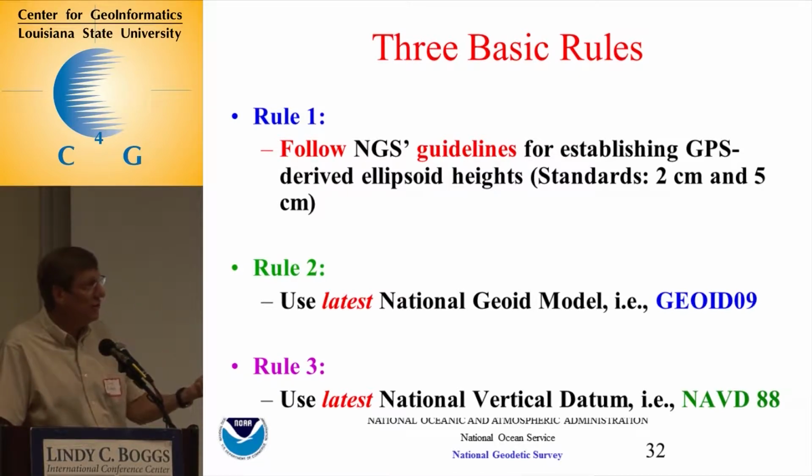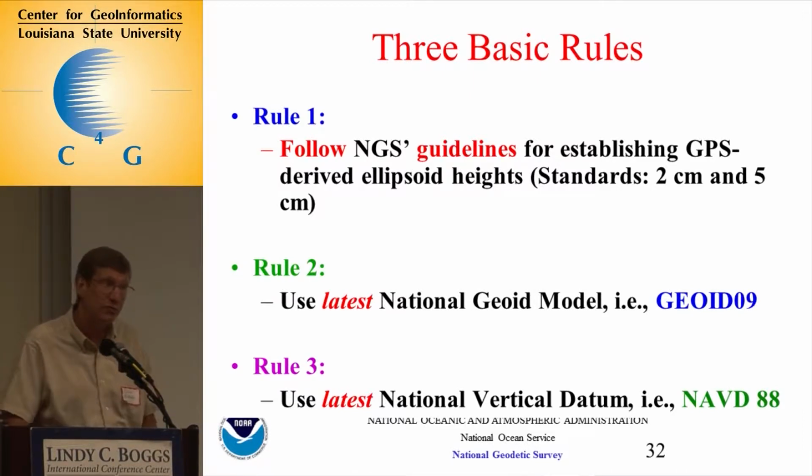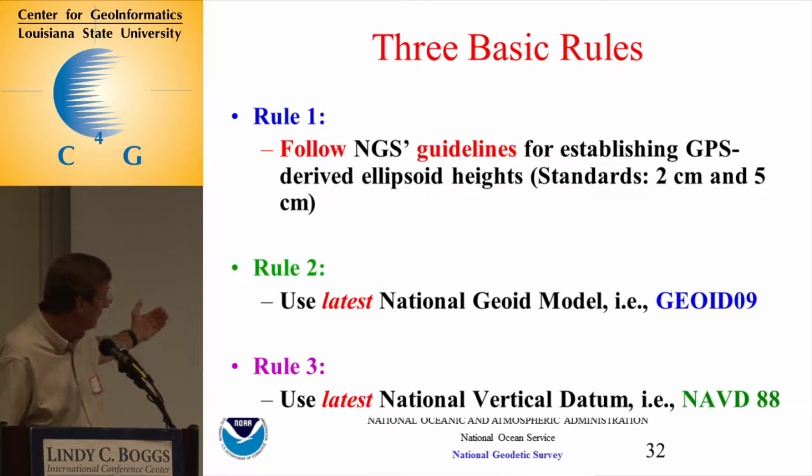Get the best set of ellipsoid heights you can, that are traceable, that you understand, and that you can have a good idea how precise they are. Right now, all the stuff you're doing, especially when you're using GPS, is really giving you precision. You haven't seen accuracy yet until you try to make that conform to something. And that's where the geoid model and the NAVD 88 come in.